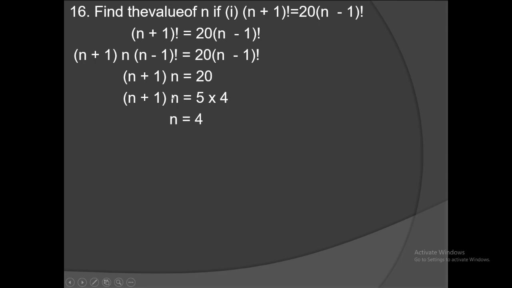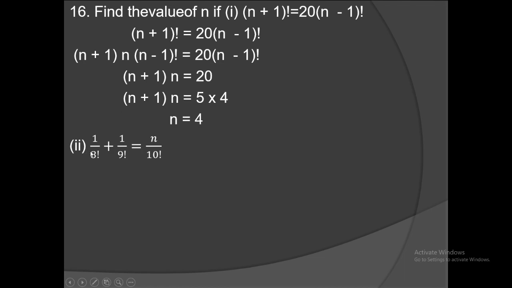You can also do it by multiplying inside. You will get a quadratic equation. You will solve it and get two numbers. One will be a negative number. Since n cannot be negative, I told you that a factorial number cannot be negative. Leaving that, you will get the answer. That is also another method. So here the value of n is 4.